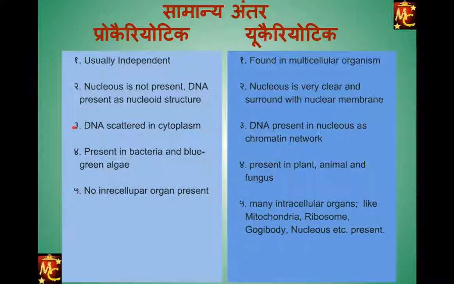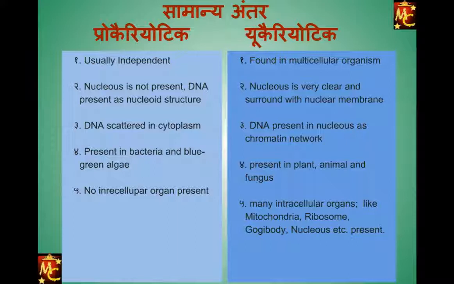The third one is DNA scattered in cytoplasm, as already explained in the second point. Yes, it's scattered because they don't have any confined structure like a nucleus. So the DNA is present throughout the cytoplasm and floats in the cytoplasm. In case of eukaryotic cells, DNA is present in the nucleus as a chromatin network.